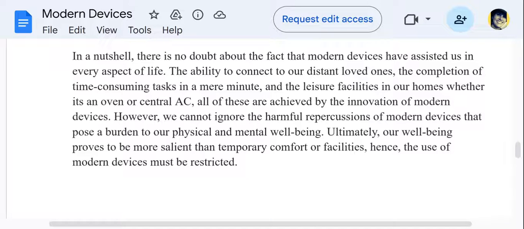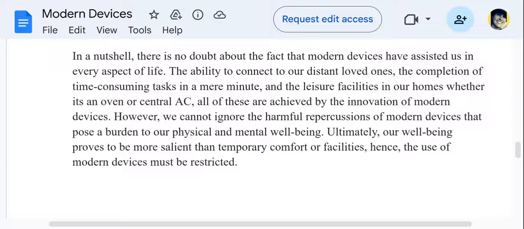Here is how they end their essay. In a nutshell, there is no doubt about the fact that modern devices have assisted us in every aspect of life. The ability to connect to our distant loved ones, the completion of time consuming tasks in a mere minute, and the leisure facilities in our homes, whether it's an oven or central AC, all of these are achieved by the innovation of modern devices.